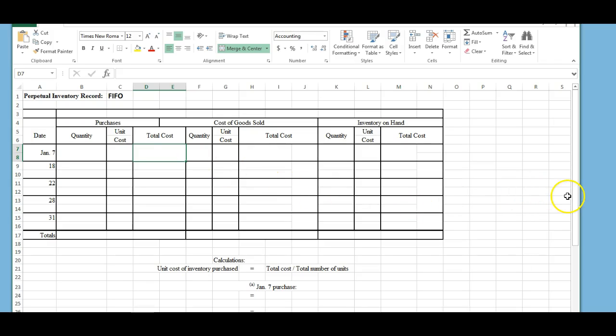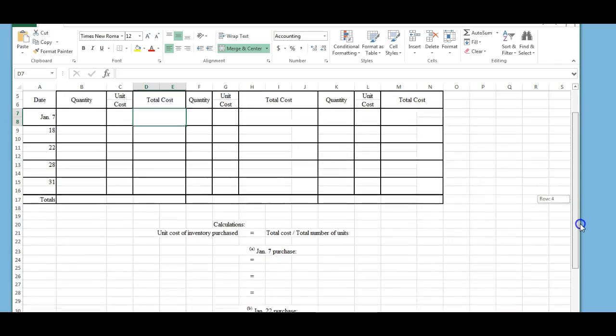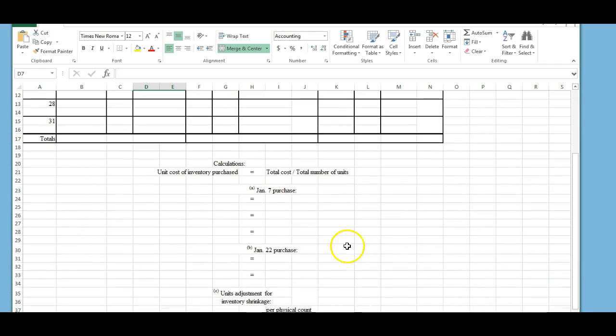Now you'll notice that at the bottom of this, there are some places where you can do those calculations. You want to calculate the unit cost for January 7th. Again, you take your total cost divided by your number of units to come up with your unit cost. A hint here: you want to add in the freight in of $50 for your total cost. If you don't, you're going to get the wrong unit cost. So make sure that you add in the $50 freight in to what they purchased the units for in order to come up with your total cost.